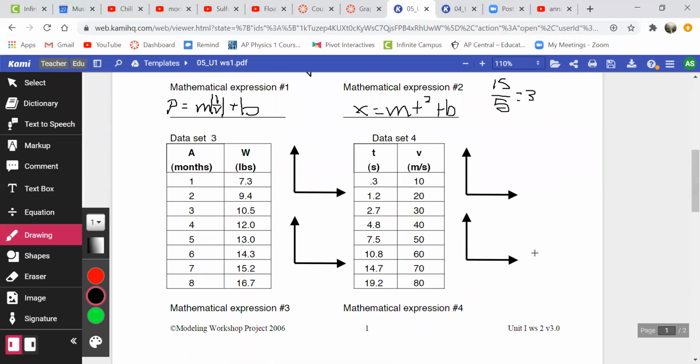I'm not going to do data set 3. I will show you data set 4 though. All right, so which one seems to be growing faster? Which one seems to have a faster growth rate? T or V?